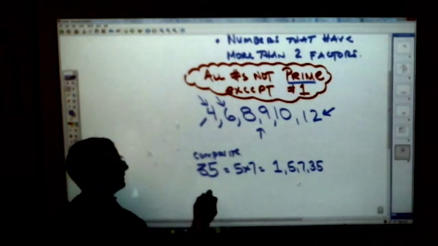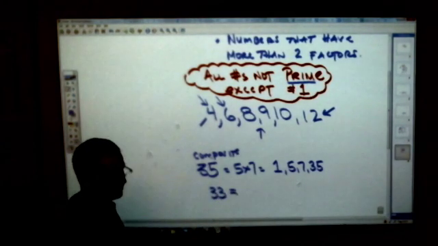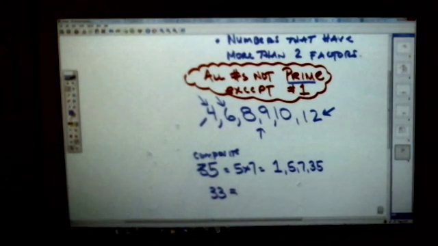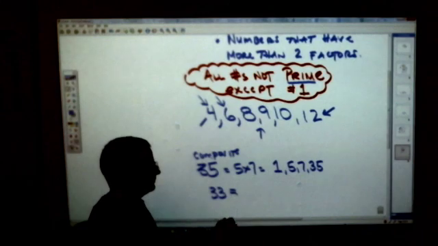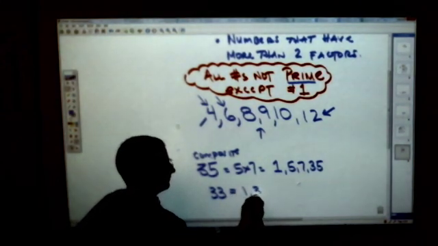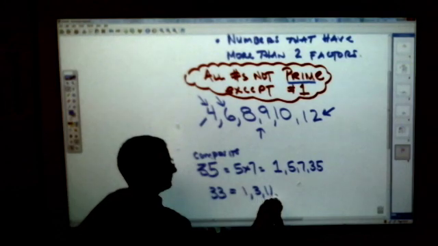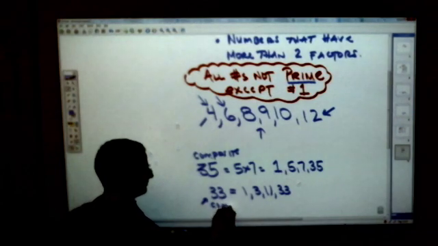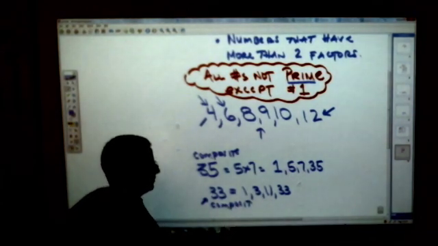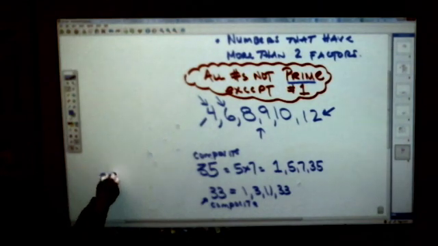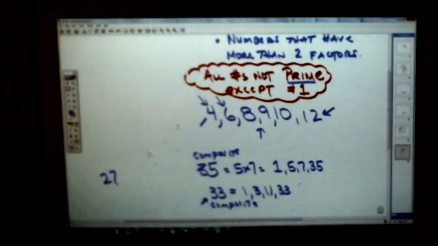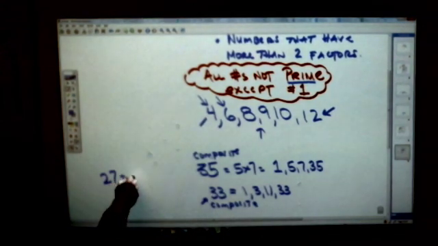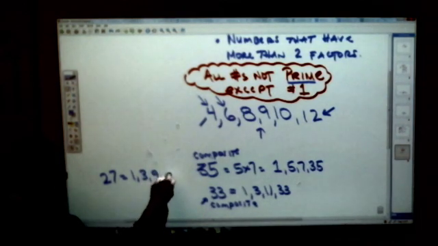How about the number, I don't know, 33? Prime or composite? Why composite, David? Because 3 times 11. Right. The factors of 33 are 1, 3, 11, and 33. So it definitely is also composite. What about 27? Prime or composite? Why is it composite? Because 3 times 9. You have 1, 3, 9, 27.